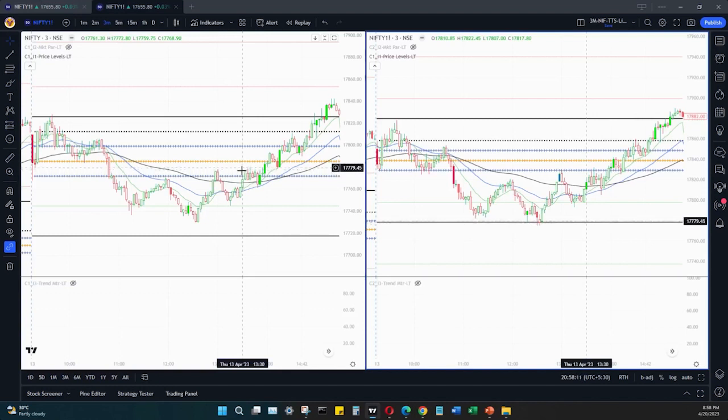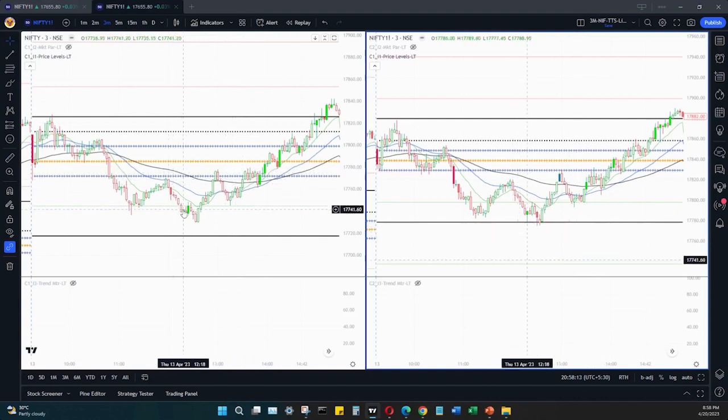Again, I have three moving averages, which is a moving average band. And I also have the volume candle. So these three elements form the price levels indicator.